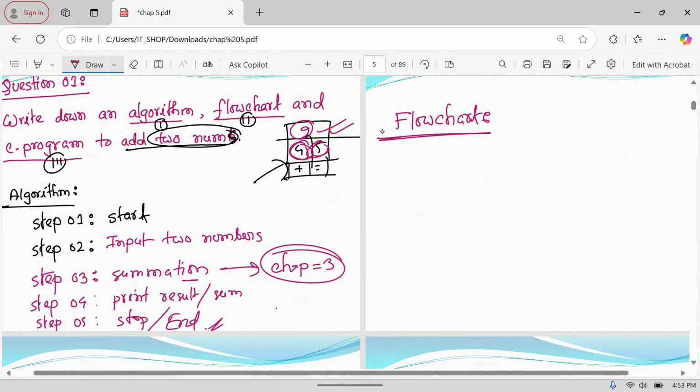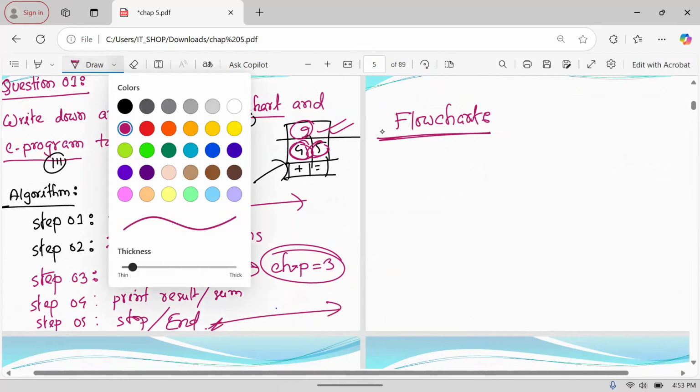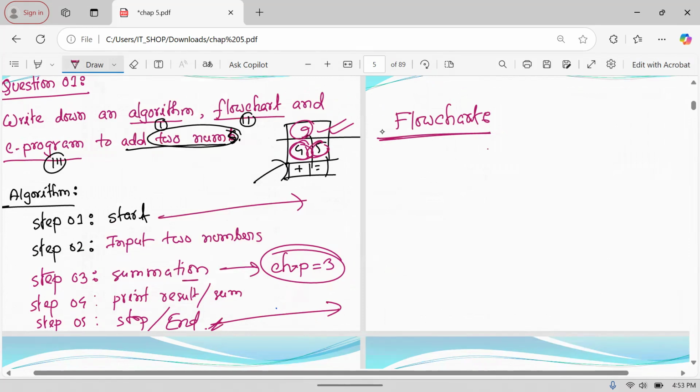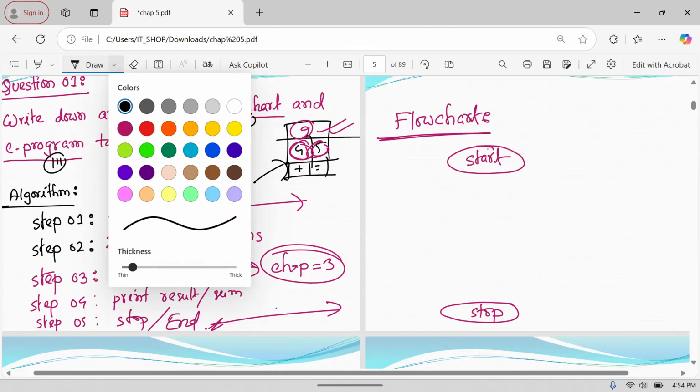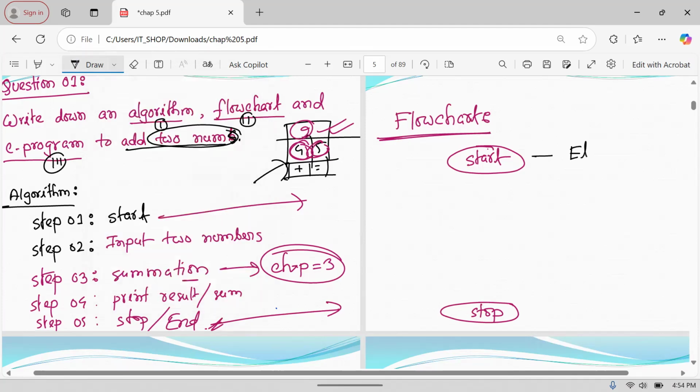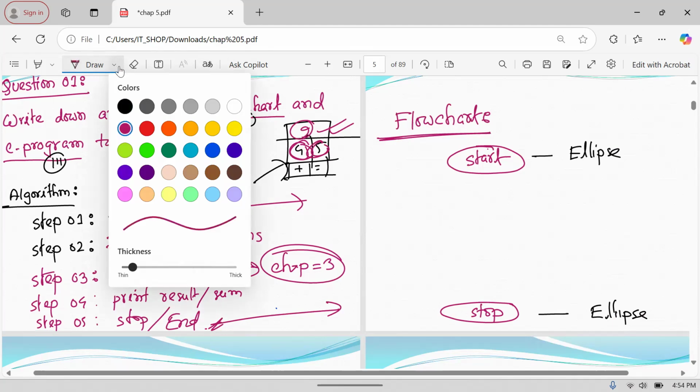Okay, so now tell me, what is the first line? The first line is start, the last line is stop. So in my flowchart, the first symbol is start, the last symbol is stop. And what is the symbol name? The symbol name is ellipse. Always keep in mind that it is not a circle.